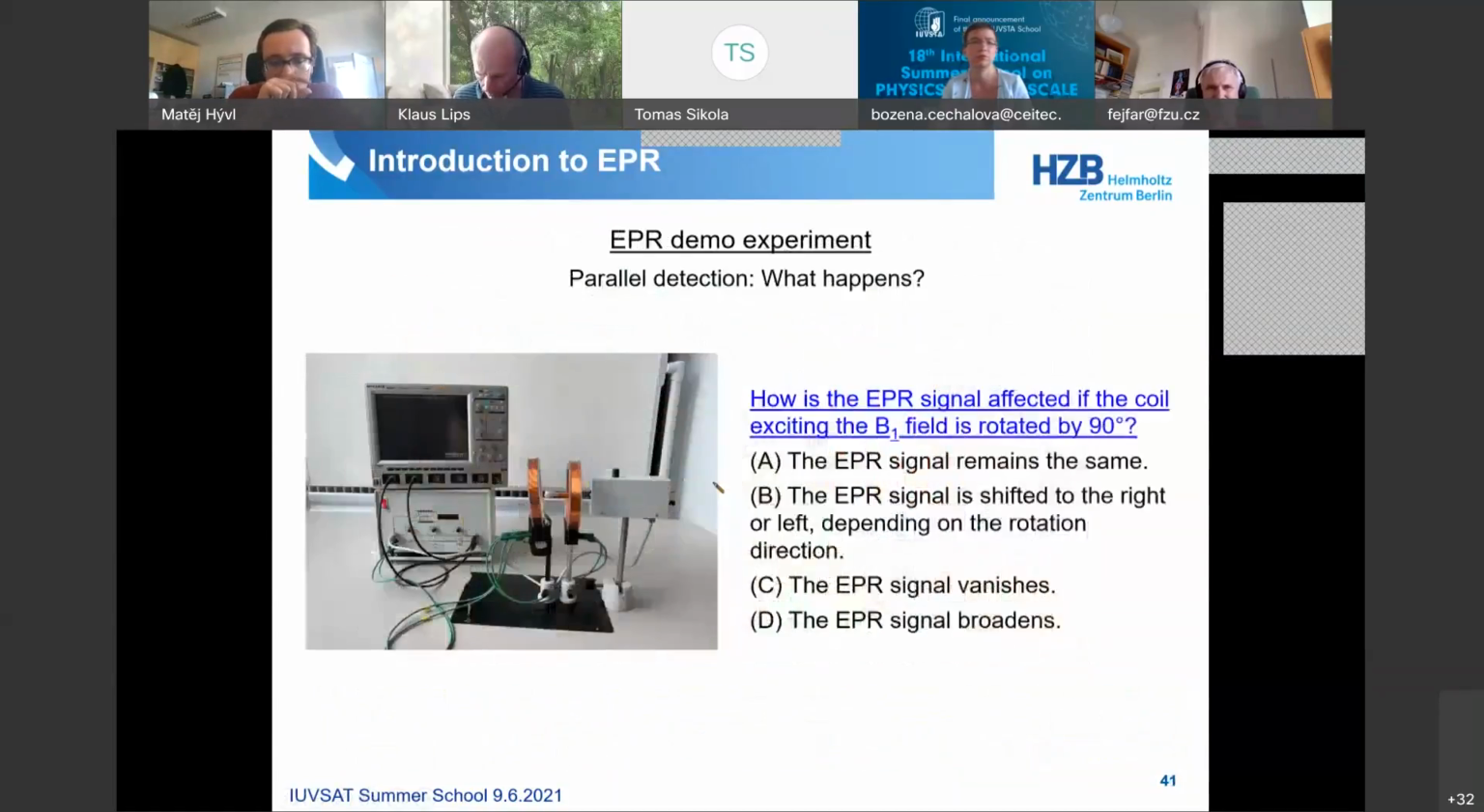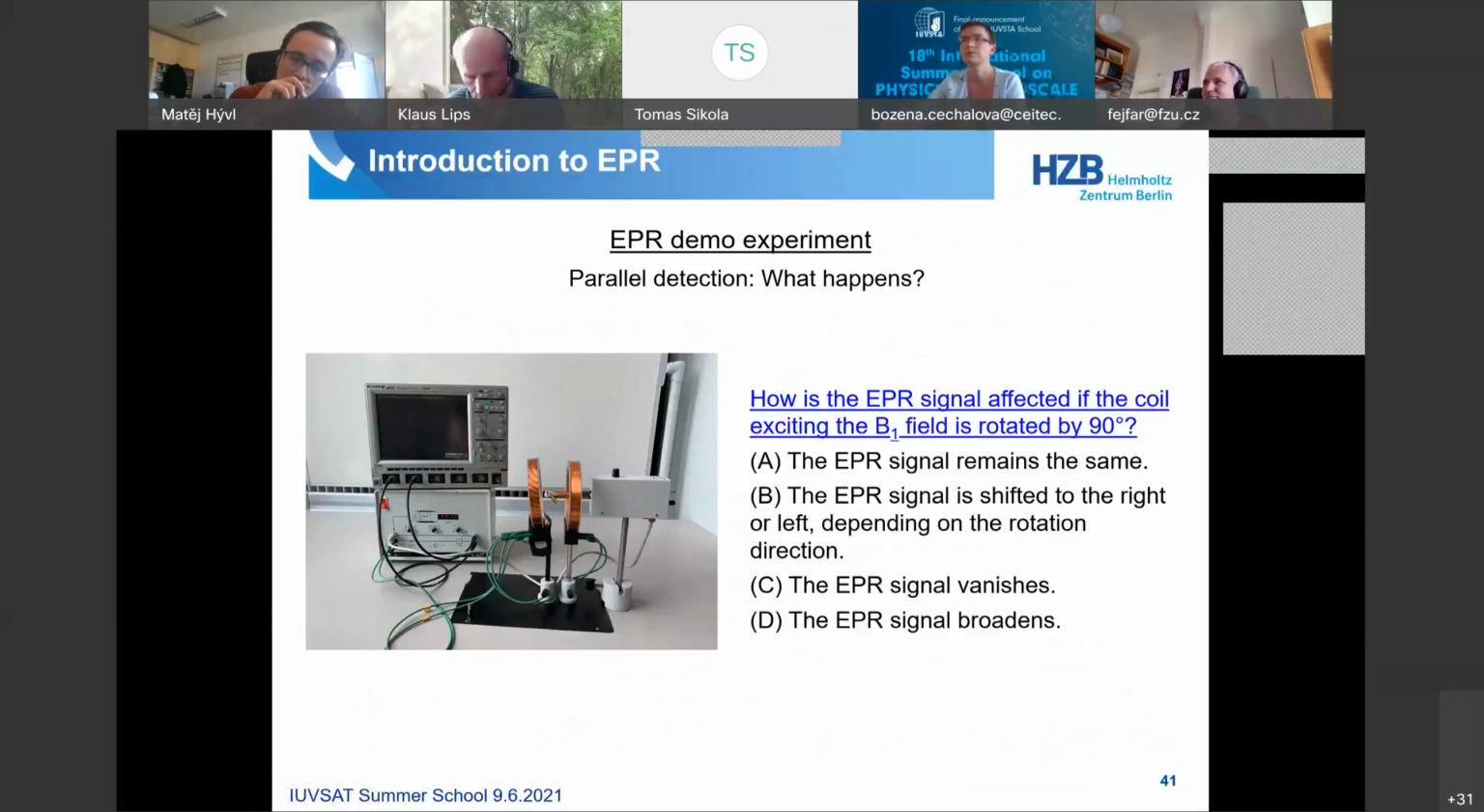Now comes another question. Let's do the next experiment. Now let's take this little coil and turn it by 90 degrees. So again, we're in exactly the same magnetic field. It is exactly at the same position as before, but now we have rotated this by 90 degrees. Before it was in this direction, now it is in that direction. And now comes again a question.